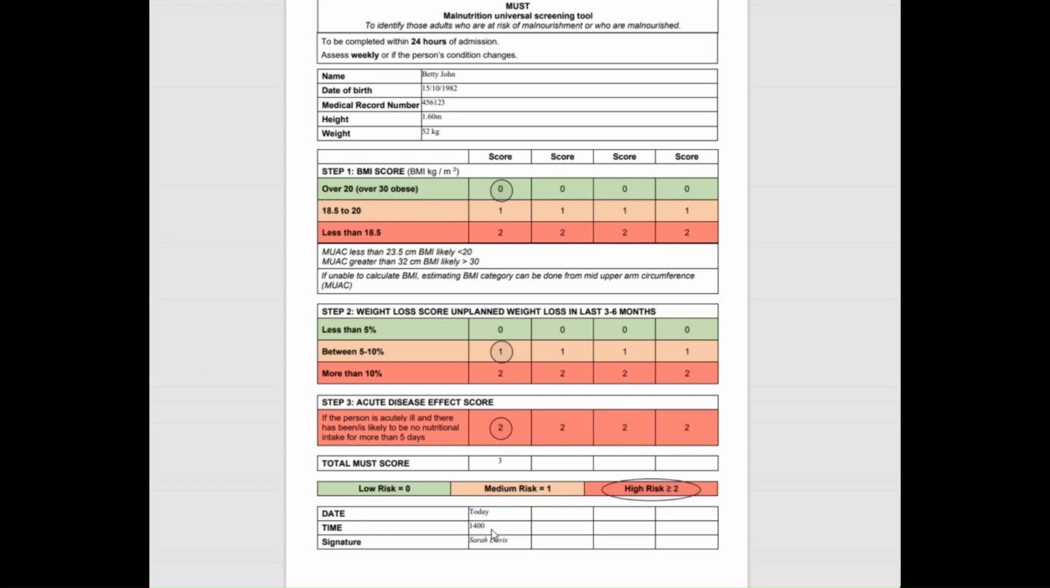Remember to complete the chart correctly and enter the date, time, and signature in the last column here. I hope you enjoy the video and learn how to correctly complete the nutritional assessment. Please remember these are not actual patients, they are only created for training purposes.